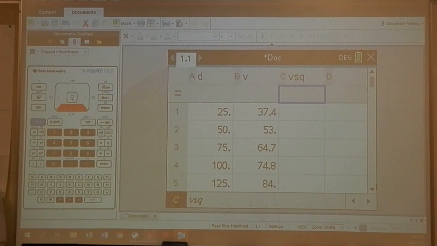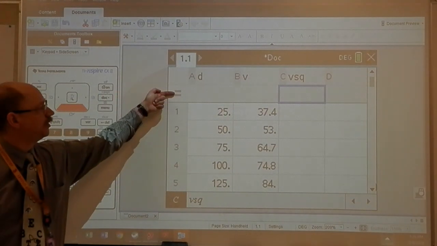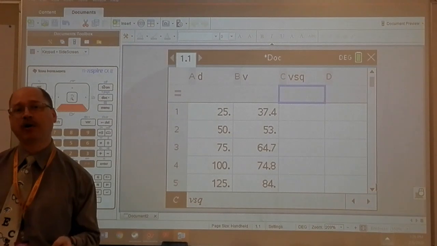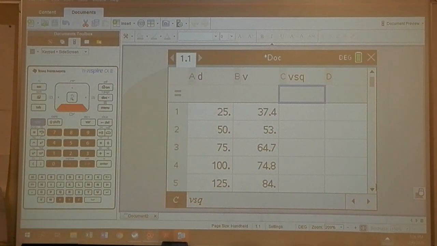Now I go one box down. You'll see on the screen, this is equals, because the power of a spreadsheet is that it will do calculations for you. All of these cells, these boxes, have the ability to do calculations. I just need to tell it in that box what I want it to do.